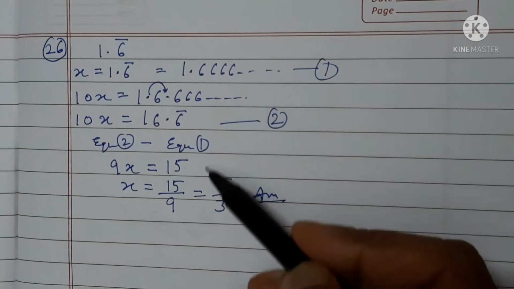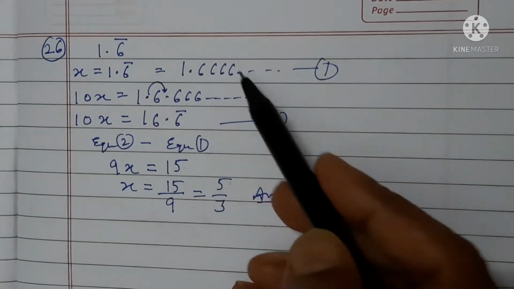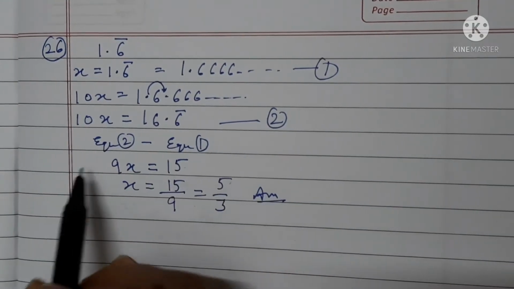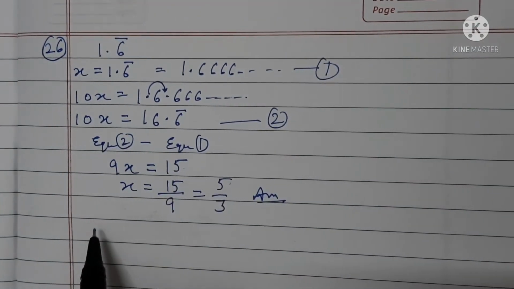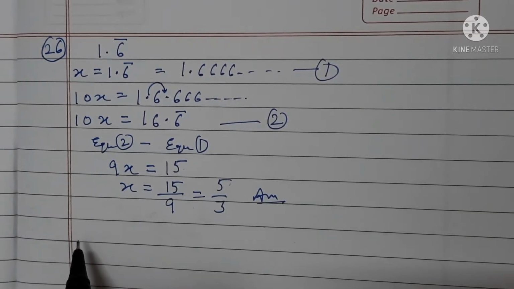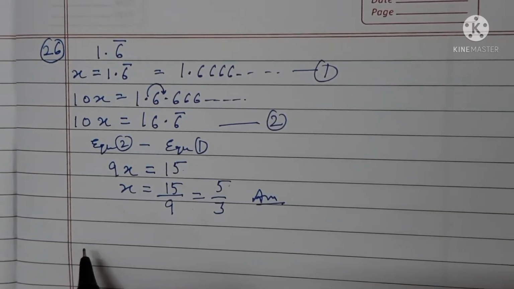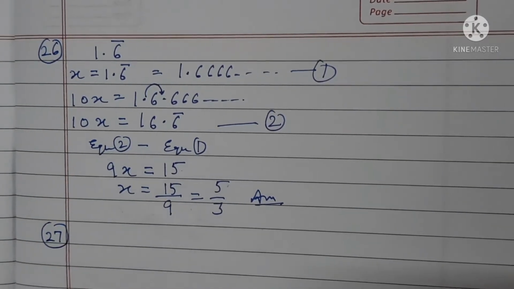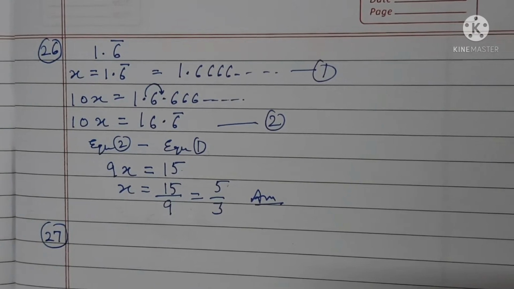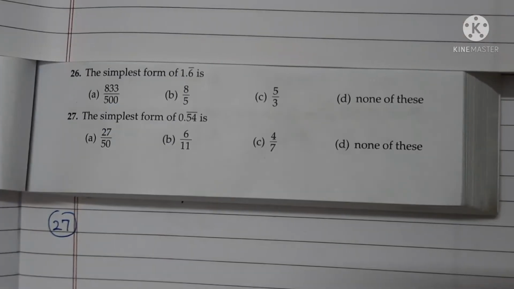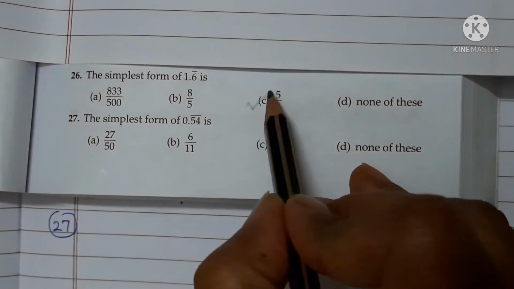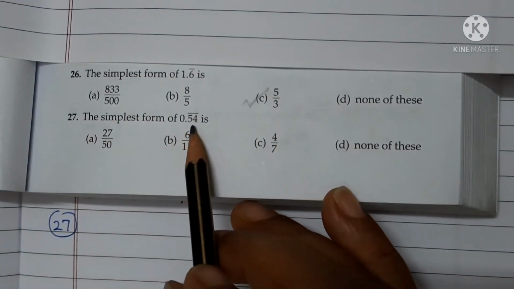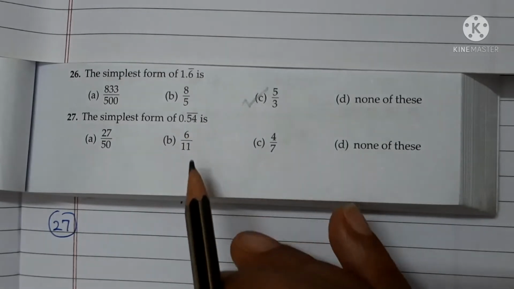We will learn the short method also. First we discuss the method which you can prefer for the long questions. Question number 27. First I will see the option of 26. Tick the option C. Now 27, the simplest form of 0.54 bar is.